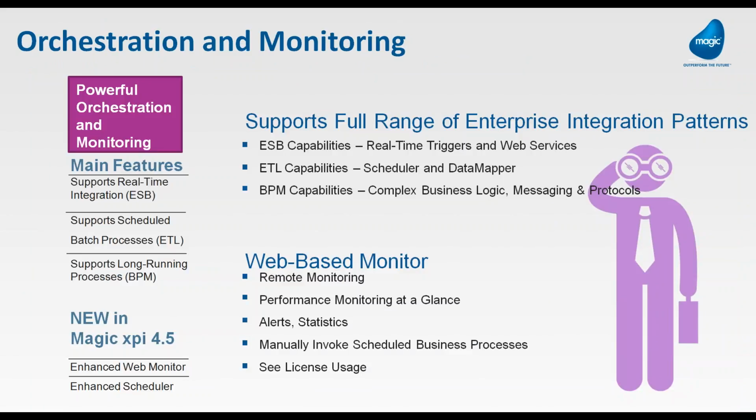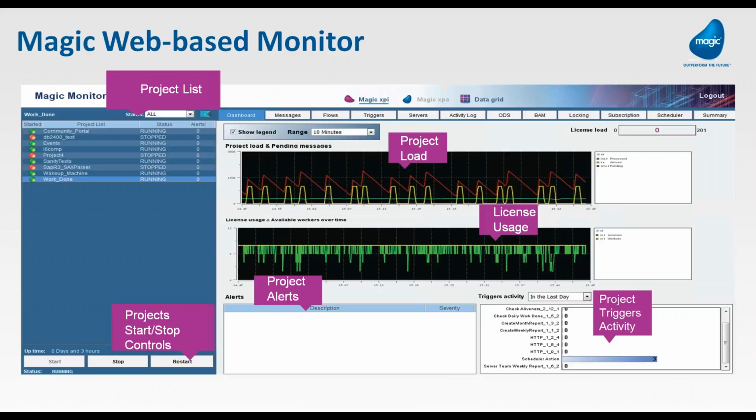The monitoring supports all of the capabilities of the server environment, so the ESB capabilities, the extract, transform, and load capabilities, the overall business process management orchestration capabilities, all of that is supported, and then you're monitoring that either remotely or from within your data center to be able to see the performance monitoring. So whether you're in the cloud or you're in a data center, it doesn't matter. You're able to see all of that, monitor it. You get alerts and statistics, and you can invoke business processes, see how licenses are being utilized in the background. All of these kinds of capabilities are supported.